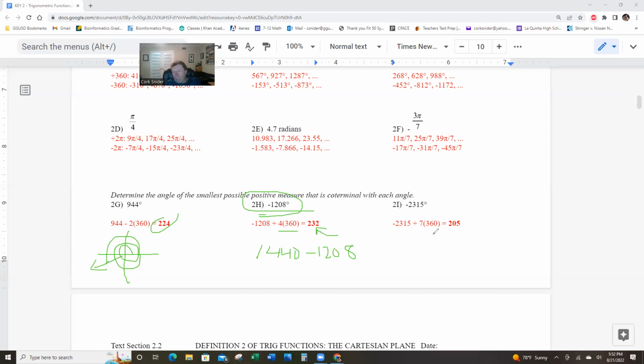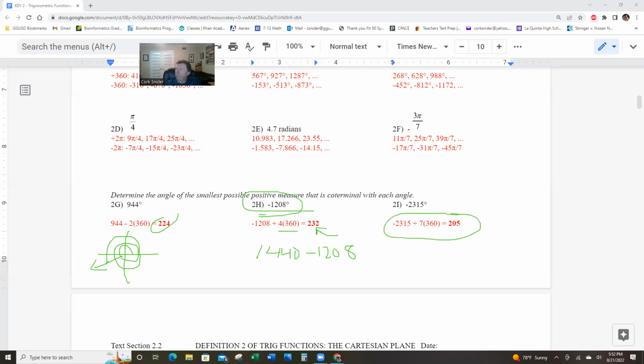The same thing on this one. You may have to use the calculator a little bit. You want to get just past it. So 7 times 360 gets me past negative 2315, I should say. And that ends up with 205 left over right there. Okay, you can draw those out as well.